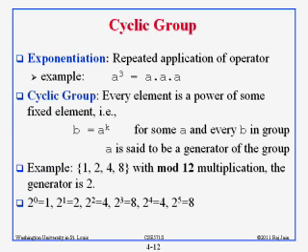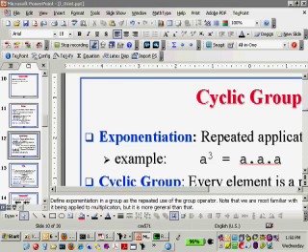And you can apply the operator many times. So if you apply the operator 3 times, we could call it cube. And if every element is a power of some fixed element, then we call it a cyclic group. Now this is important: suppose you have a set which has 8 elements, and every element is a power of some number. Then that is a cyclic group. So not every group is a cyclic group. Okay? So let me give you an example of a cyclic group.